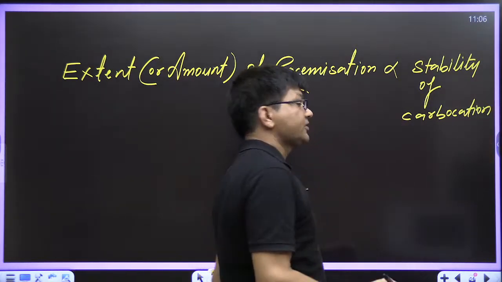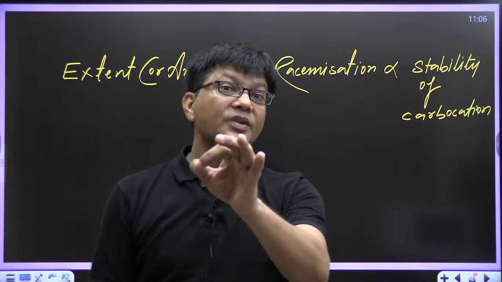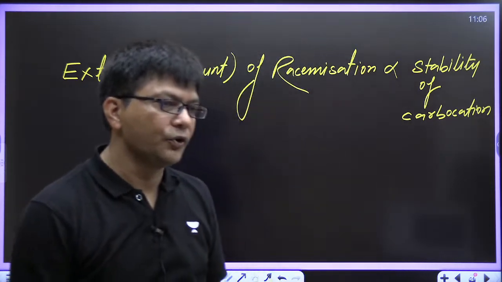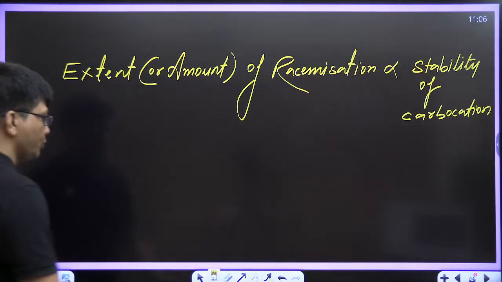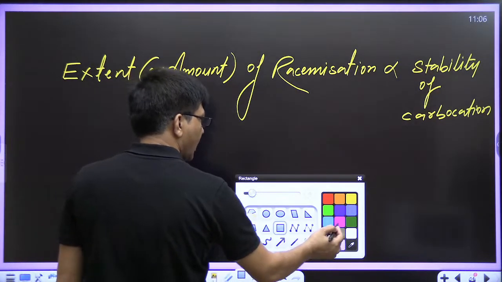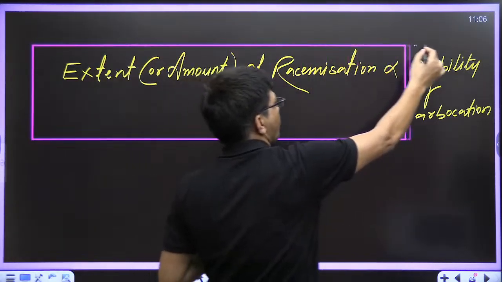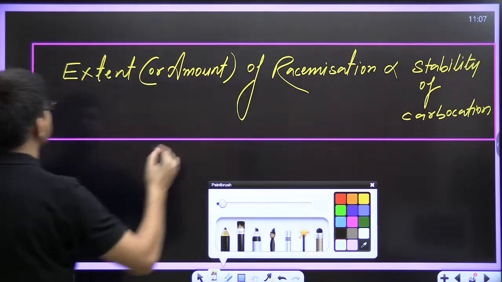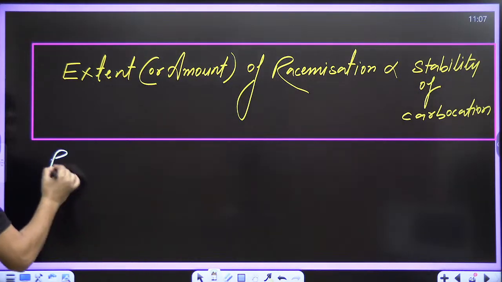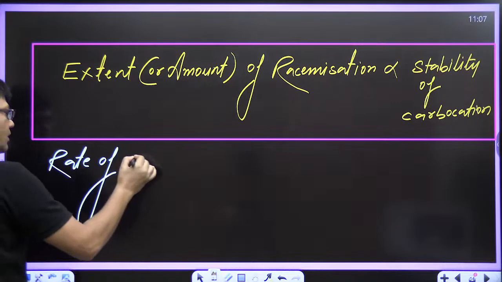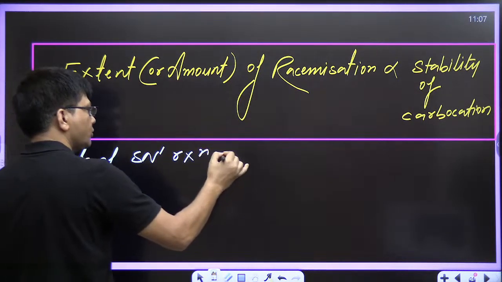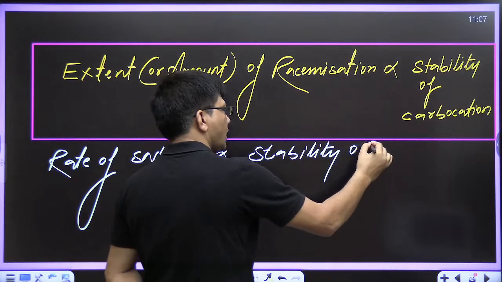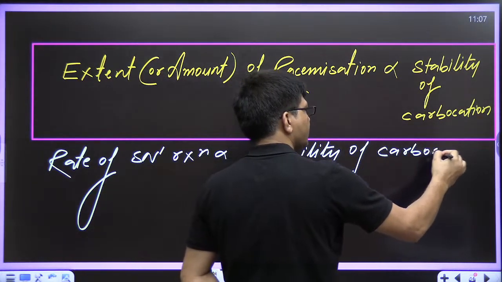Now kids, that's why I told you when I was teaching you GOC that stability of carbocation is really very, very important. If you don't know the stability of carbocation, you won't be able to do anything. Not only this much is required. The extent of racemization is directly proportional to stability of carbocation, and simultaneously the rate of SN1 reaction is also directly proportional to stability of carbocation. So the stability of carbocation order is very, very important.